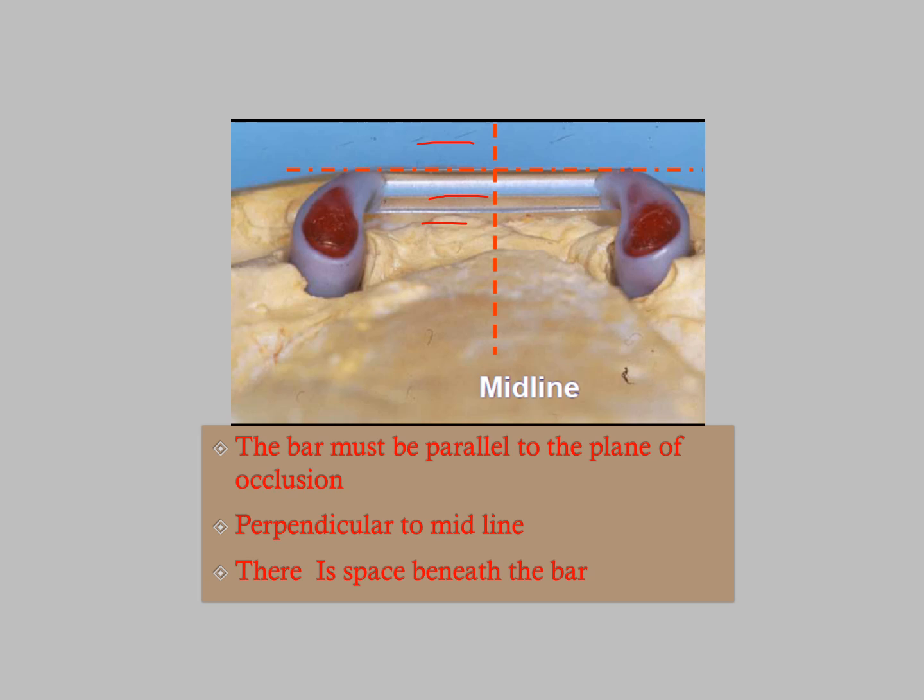vertical dimension or prosthetic space. So if we have enough prosthetic space or vertical dimension, we can go for the bar. If you have less, you can go for the ball. If you have less and less, we're going for the locator. If you have less and less and less, we're going for the equator. So the bar needs the maximum vertical dimension.